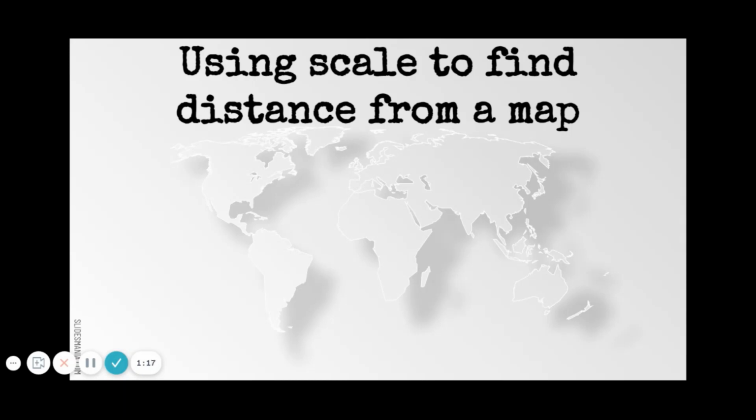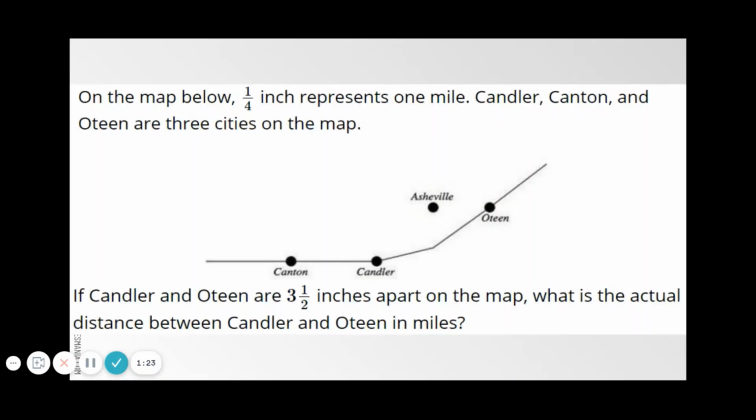First, let us take a look at a problem where we need to use a scale to find distance from a map. On the map below, 1/4 inch represents 1 mile. Candler, Canton, and Otine are 3 cities on the map. If Candler and Otine are 3.5 inches apart on the map, what is the actual distance between Candler and Otine in miles?